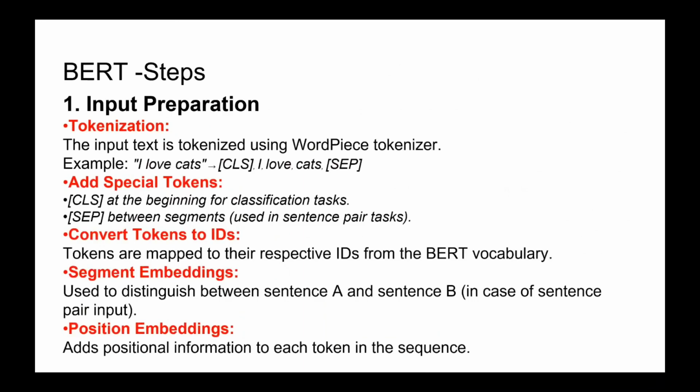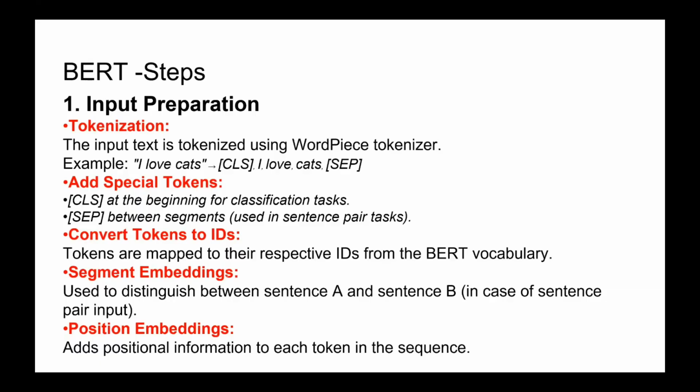The input text is tokenized using the WordPiece tokenizer. The WordPiece tokenizer will take out all the words from the sentence, and it will add the tokens at the front and the separators. Then we convert the tokens into IDs, because we want unique IDs with respect to which I would be able to identify all the tokens.